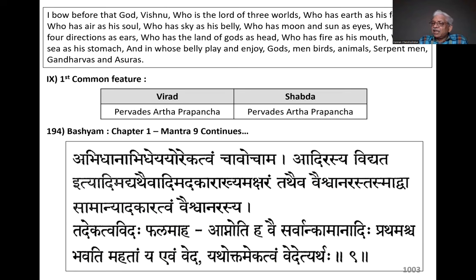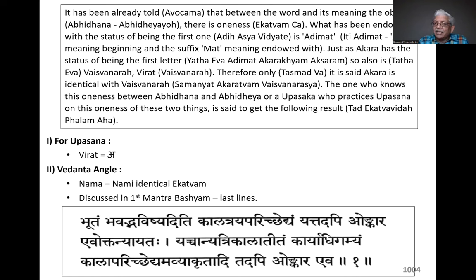Like the Shabda pervades the Artha. That means the entire world which we experience is in the form of words only. How do we describe the world? In the form of words. And in the form of words, which is the first one? It is Akara, which is all pervasive. So this is how Shankaracharya explains Adimatva, that the first thing we understand in the world, in the words, is Akara, the first alphabet.